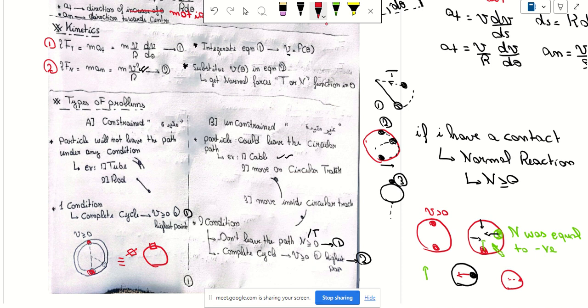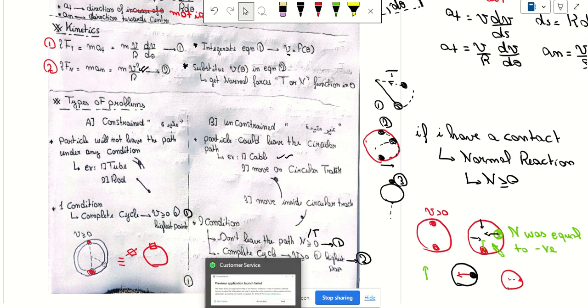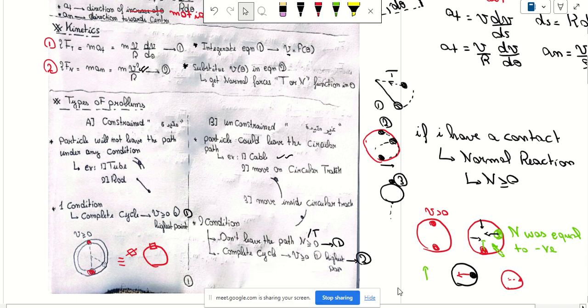So the condition is to ensure that n, or T if I'm dealing with a cable, has a value greater than 0, and v has a value greater than 0. So it's clear now? Yes, sir. Very clear. Thank you very much. Okay, Waziri. So guys, is it clear for all of you? Yes, sir, it's clear.